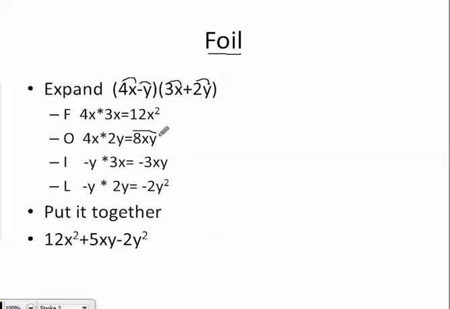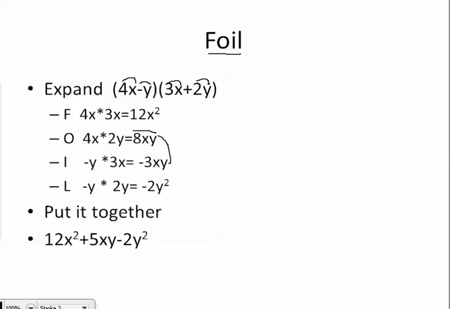Let's put it all together. Notice how these two terms here both have xy. So I can add the 8 and the negative 3 and I get a 5. That's 12x squared plus 5xy minus 2y squared. Okay? That's how you use FOIL. You do this every single time.